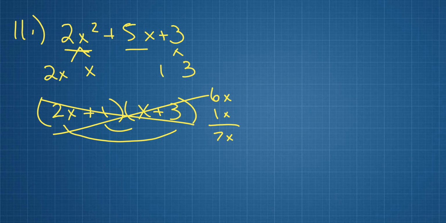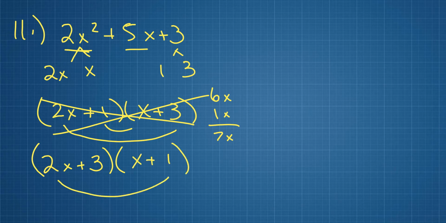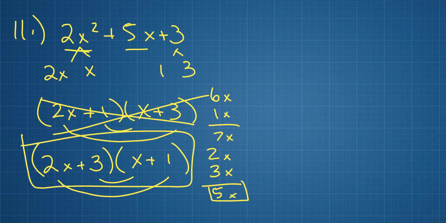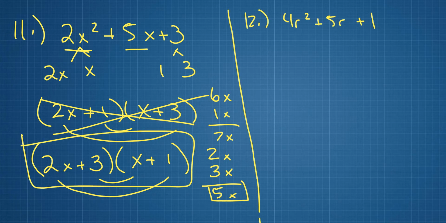Now remember, order matters. So I can't say this is unfactorable until I put the 3 with the 2x, and I put the 1 with the x. So I have to actually try it both ways. Now, if this one doesn't work, I stop and say it's unfactorable. But I can't say that yet. I do the outside to get 2x, the inside to get 3x. Together, that is 5x. That's what I want. So that's your answer. All right, number 12 is 4r squared plus 5r plus 1.